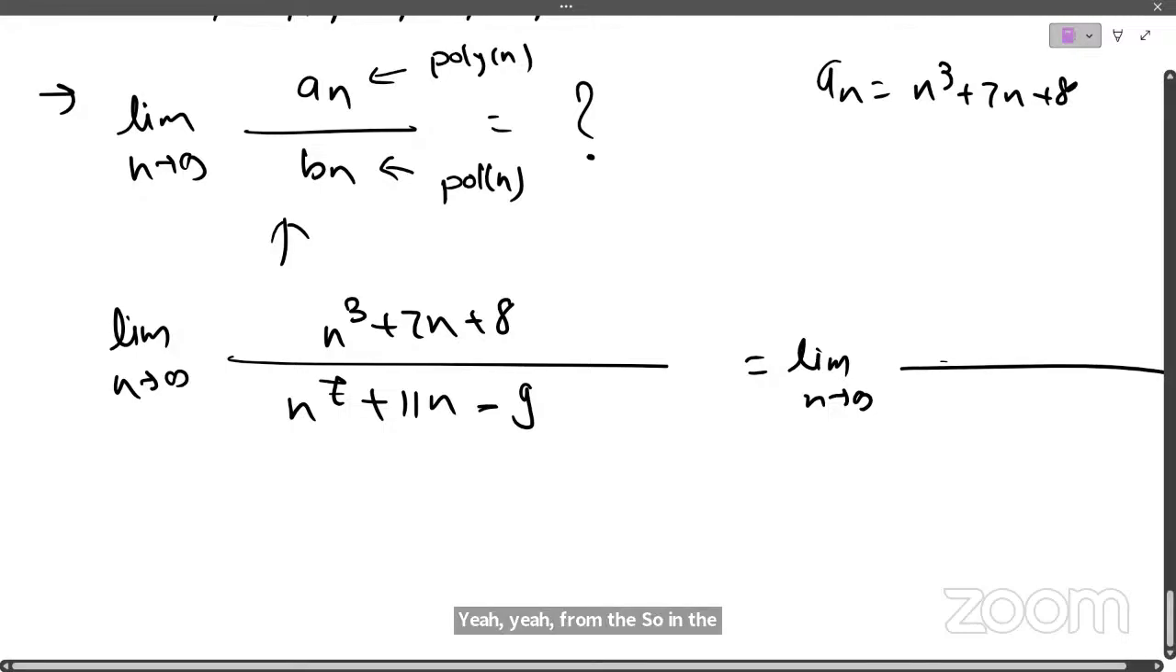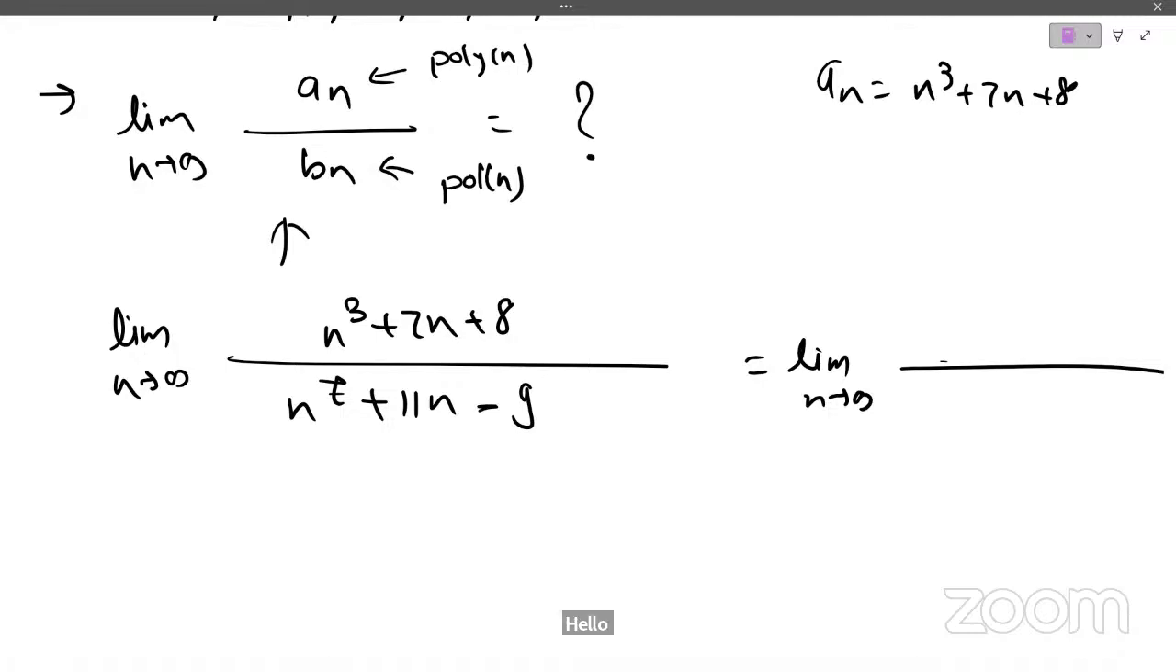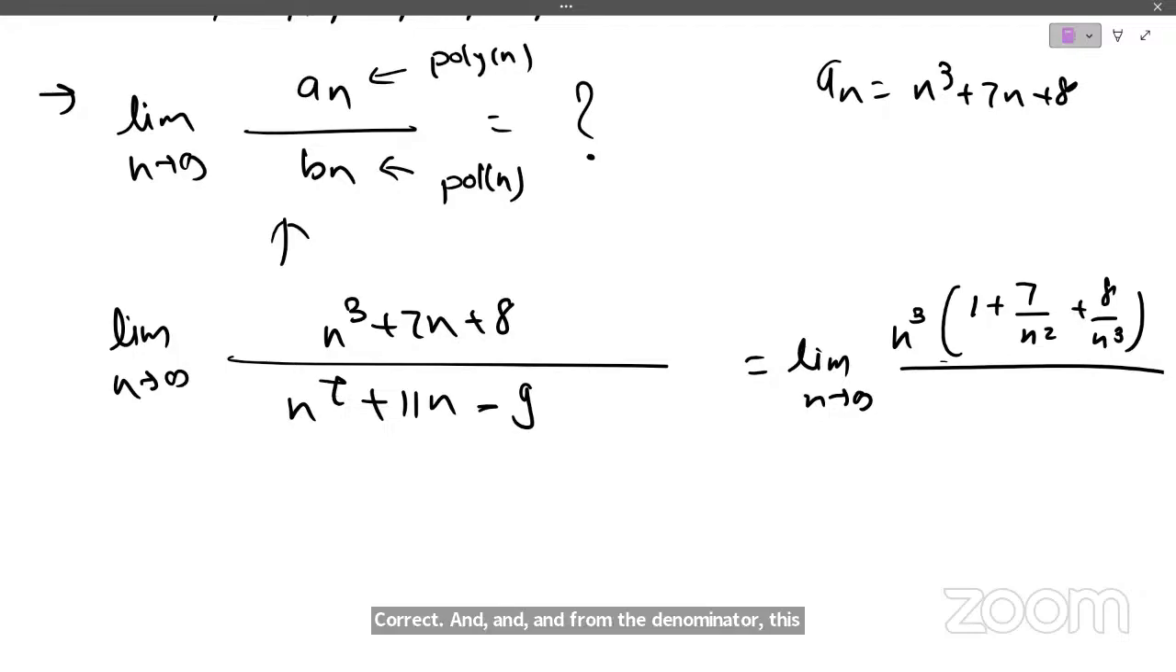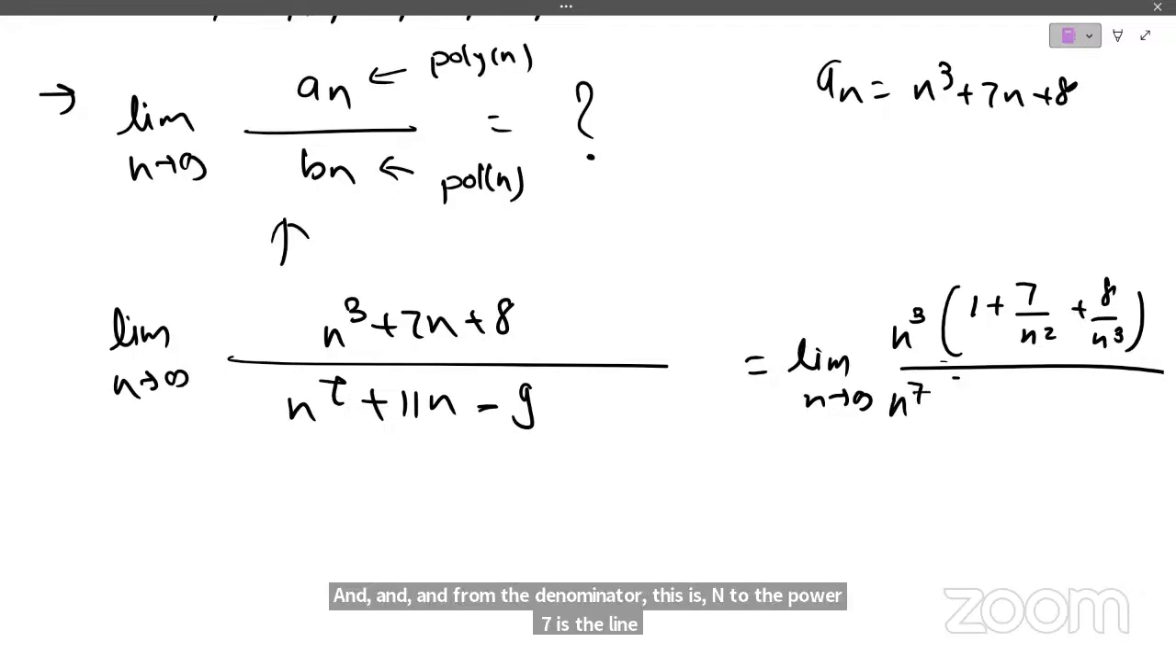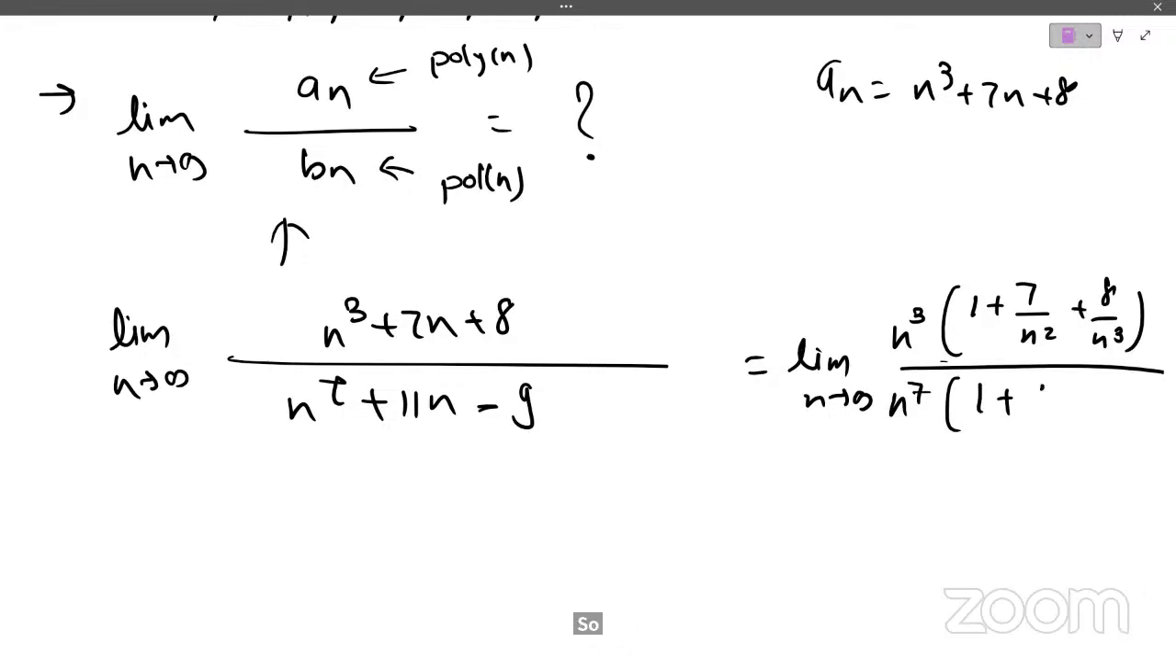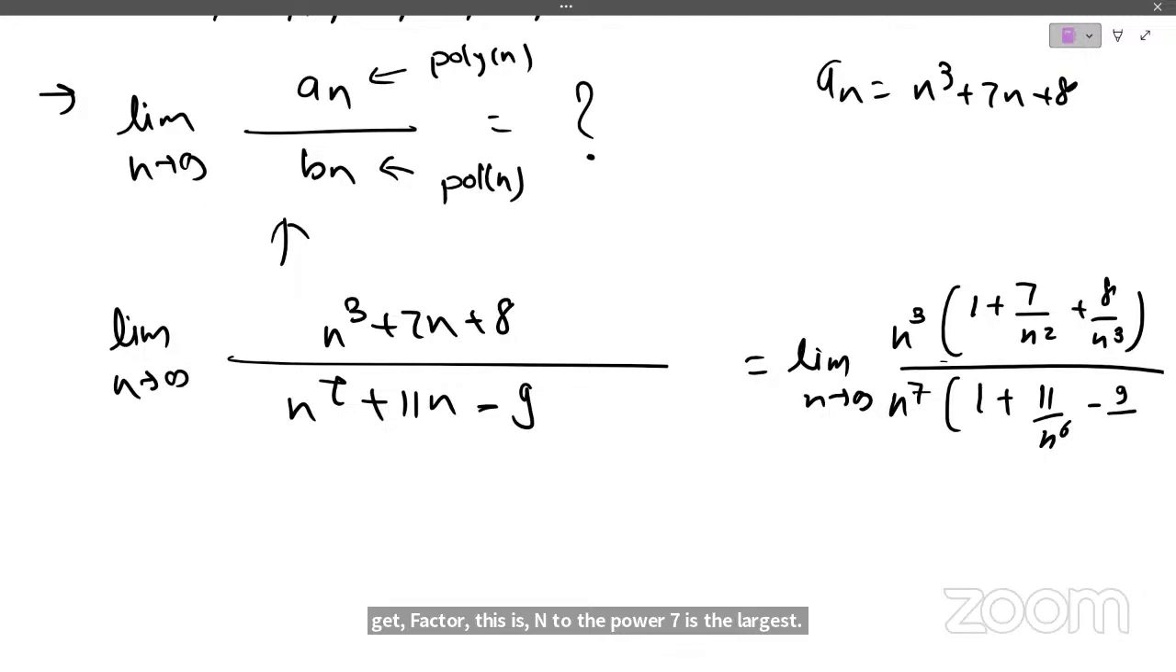In the numerator, 3. Right. So we will factor out n to the power 3. Then what will remain here? 1 plus 7 by n square plus 8 by n cube. And from the denominator, n to the power 7 is the largest, so we factor out n to the power 7. We get 1 plus 11 by n to the power 6 minus 9 by n to the power 7. Then we will cancel it out.